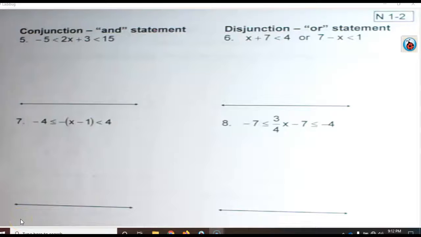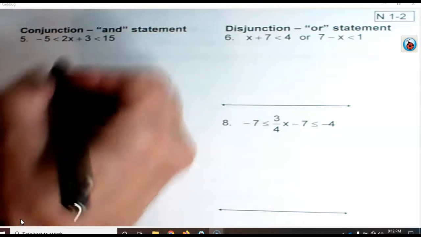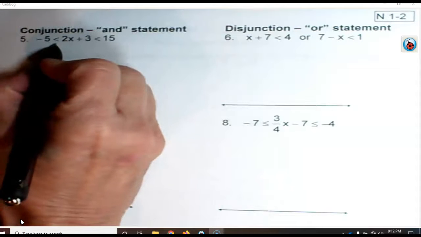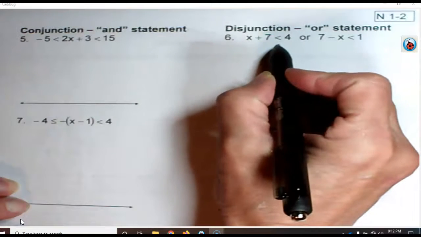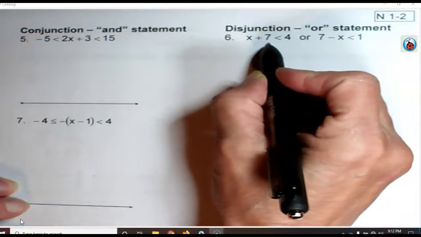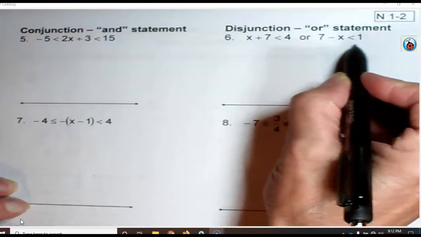Okay, now we're going to talk about compound inequalities. You'll see that they're compound inequalities because they have more than one inequality in the statement. For example, right here, this one's got a less than and another less than. This one over here has got a less than in this inequality and a less than in this inequality.